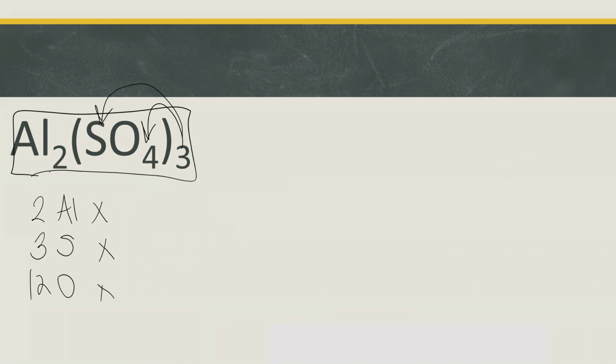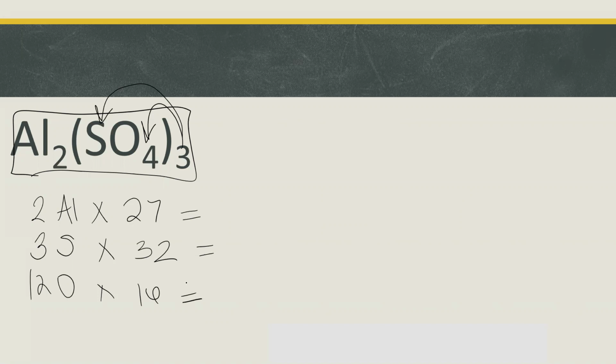All right, looking at my periodic table, the atomic mass of aluminum is 26.982. I'm going to round that to 27. Sulfur, once again, I'm going to go 32. And oxygen, I'm going to go 16. So I got that from the periodic table. Then we're going to multiply.